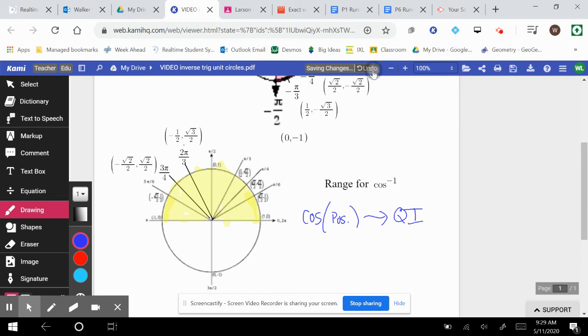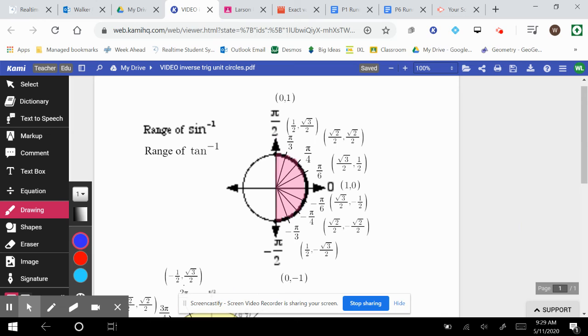Okay, so if I give you sine inverse or tangent inverse, and the answer is positive, or the ratio, radical 2 over 2, positive, it's in quadrant 1. Sine or tan inverse of a negative, you're looking for that angle in quadrant 4. So for example, tan inverse of negative, how about negative 1? Remember tan is sine divided by cos, so you would get negative 1 right here, doing sine divided by cos, or y divided by x, and so that angle is negative pi over 4.